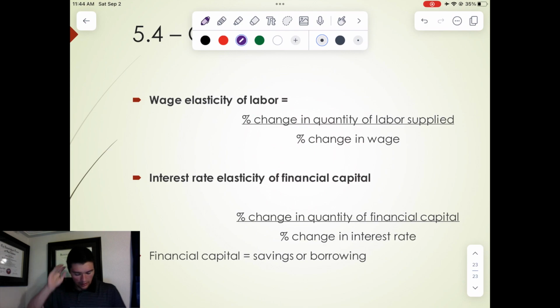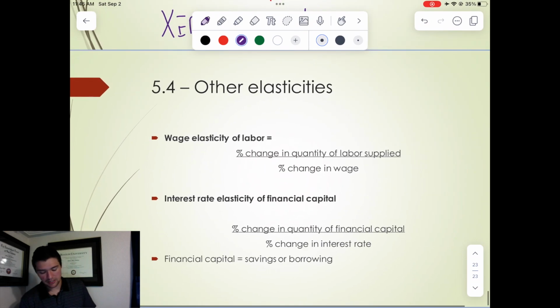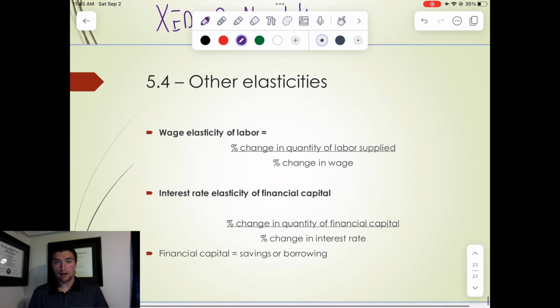The next thing is the interest rate elasticity. So basically, because the interest rate changes, how much more are you demanding in terms of financial capital, or how much more are you supplying? So it's just a change in the quantity because of the interest rate changes. Okay. So that's the different types of elasticities that we have.